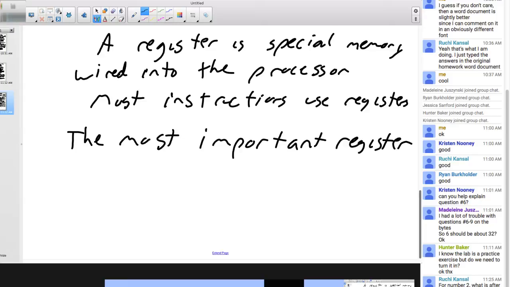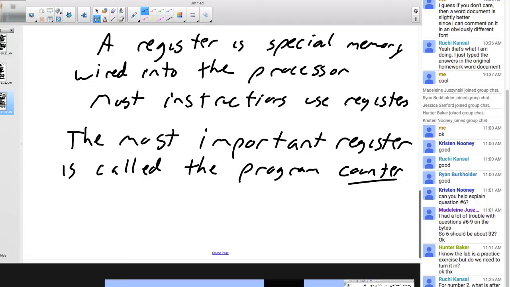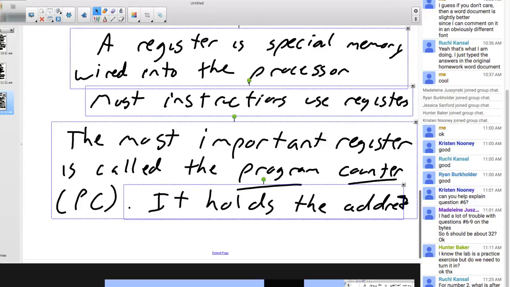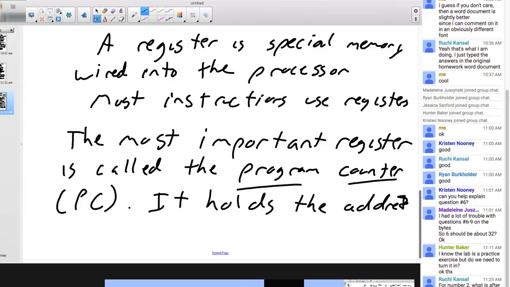Most important register is called the program counter, which many people like to abbreviate as PC, program counter. What the program counter does, it holds the address of the next instruction to do.